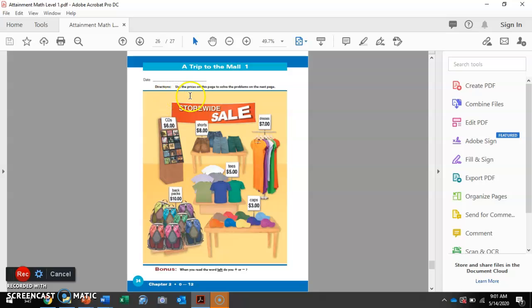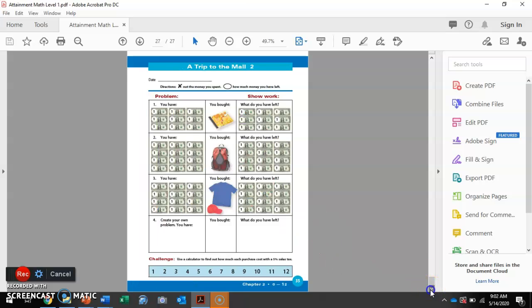Now, it says directions. Use the prices on the page to solve the problem on the next page. So right here you have CDs for $6. You have shorts for $8. You have dresses for $7. You have tees for $5. You have backpacks for $10. Caps for $3.